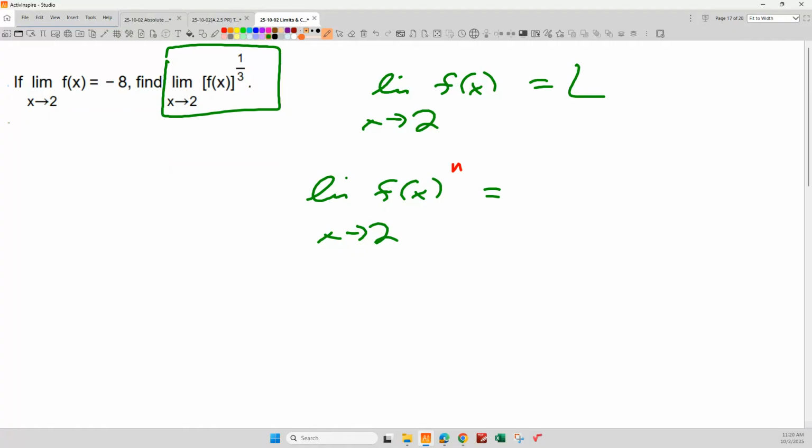Okay, but whatever, we'll call it L. Just in general, the property is L, well, I'm going to say n to the L to the n. In this case, the power is the 1/3 power, right? And how do we say that? The limit of a power is equal to the power of the limit.